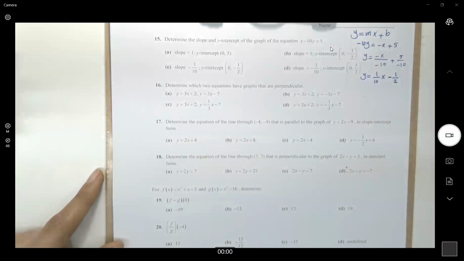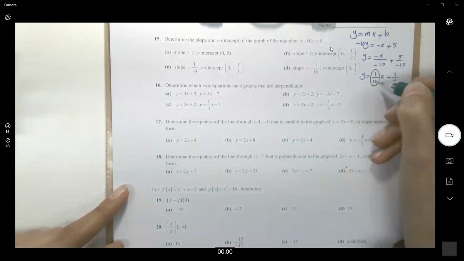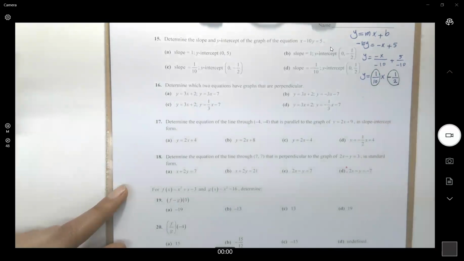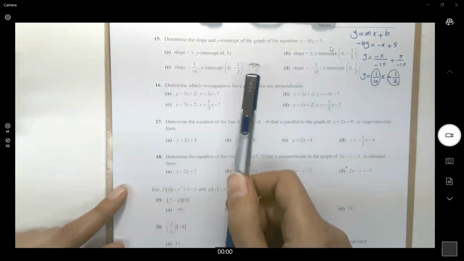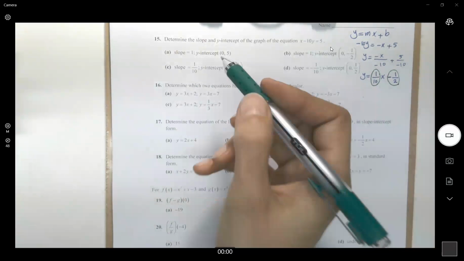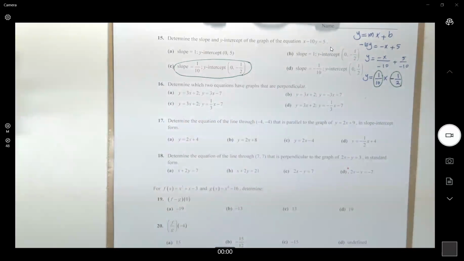5 divided by 10 is a half, minus 1/2. So as you can see, your m is 1/10, which is your slope, and your y-intercept, which is just a constant, is -1/2. So 1/10 and -1/2 is your answer here. So this is the slope, 1/10, and the y-intercept, -1/2.